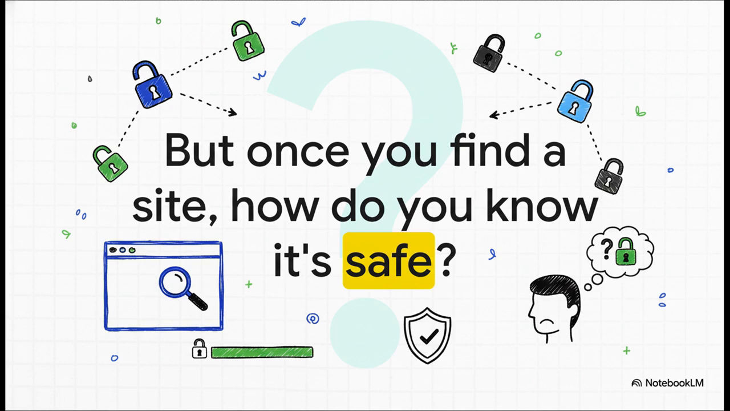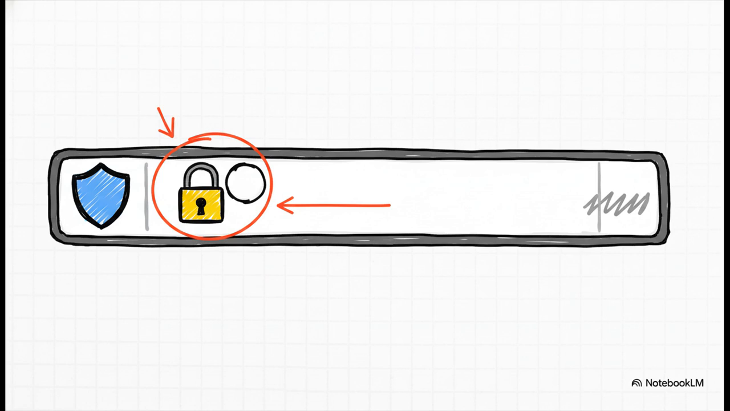Okay, so your search was a success, you found what you're looking for, but then that little voice in your head kicks in, right? How do you actually know this website is safe to use? Here is the dead simple check you should do every single time. Before you even think about typing in a password or any personal info, just glance up at the address bar. You're looking for two little things, HTTPS at the very beginning of the address, and that little lock icon.